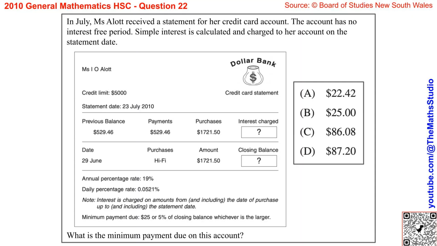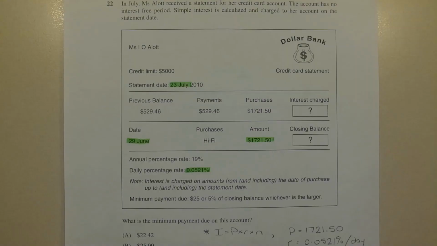Question 22. In July, Miss Alott received a statement for her credit card account. The account has no interest-free period. Simple interest is calculated and charged to her account on the statement date. What is the minimum payment due on this account? The question is asking us to find the minimum payment due on this account.